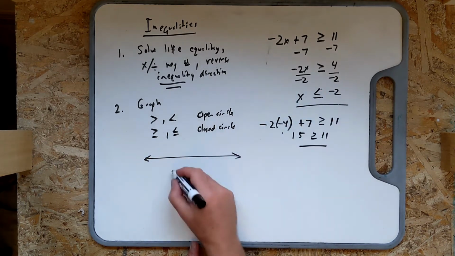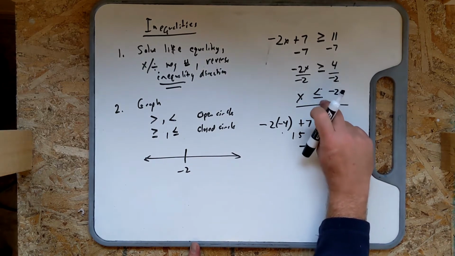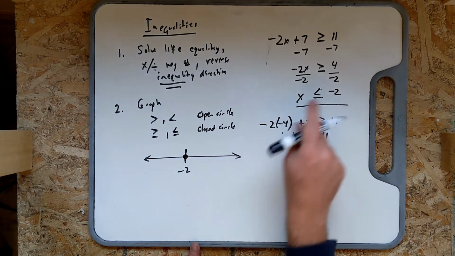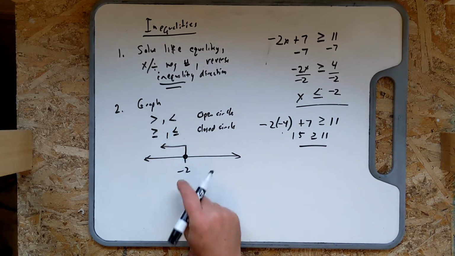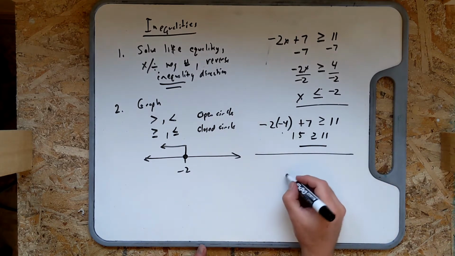First of all, just put the -2 right in the middle. This is a closed. It's less than or equal to, so put a big closed circle there. And it's less than, so it means it goes that direction. And that's my graph.